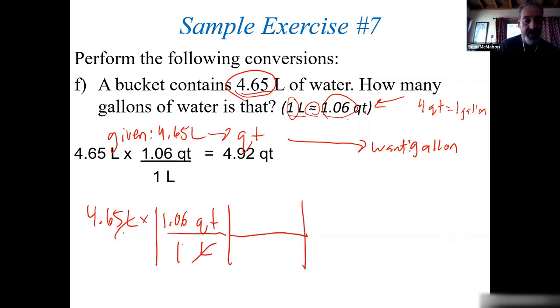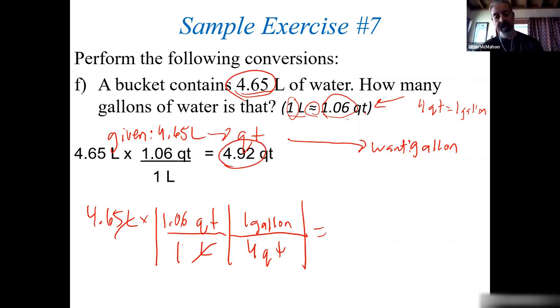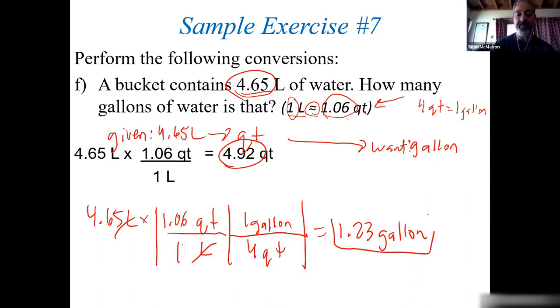So that cancels out there. And then there's 4 quarts to 1 gallon. So basically, you're going to take that number, divide it by 4. Let me go ahead and do that, give you the right answer. I apologize. And I want 3 sig figs, and I get 1.23 gallons. So that would be my final answer.